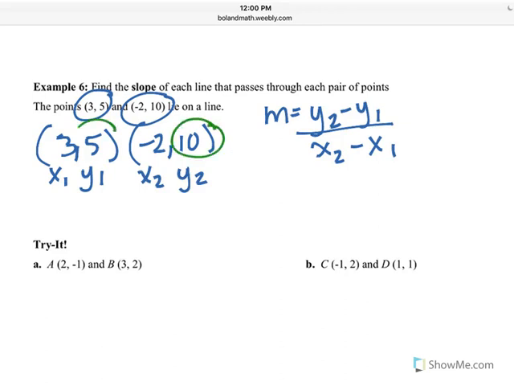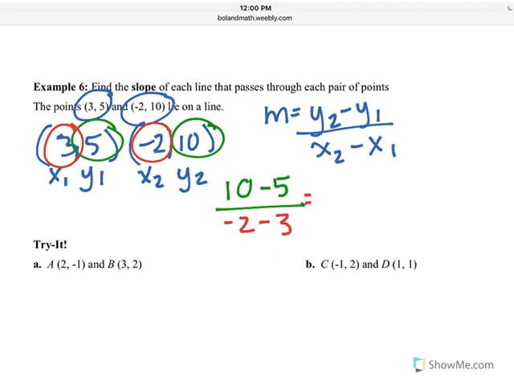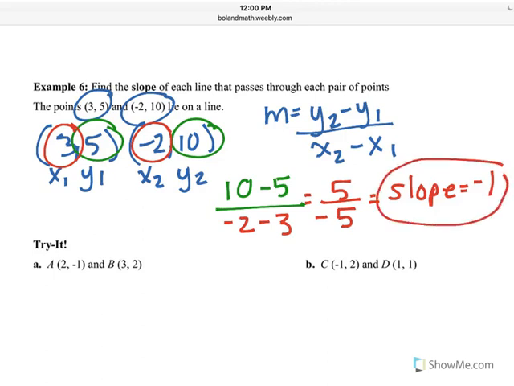So you have y2 minus y1 over x2 minus x1. The only thing that you have to be really careful of is when you have negatives and you're subtracting a negative. If you already have something that's negative and you subtract from it, that's just going to make it more negative. So that's going to be negative 5. And then 10 minus 5 is just going to give you 5. So your slope here would be negative 1. And that's how you calculate that.